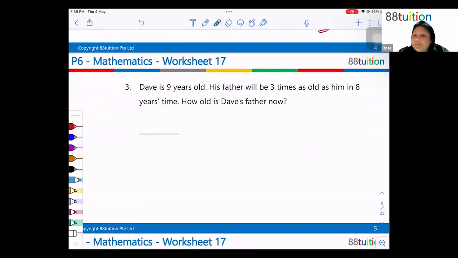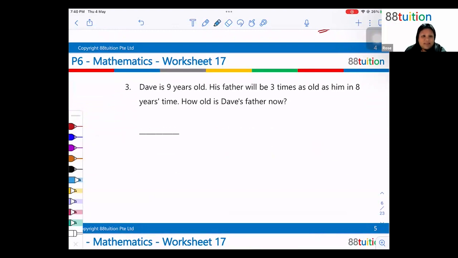Anyone has answers to share with me? Yes, Kevin, Hannah, Pranita, Pranati, Brian, Crystal. So who else? 43. Brian, yes, Crystal, yes. Okay, so most of you got it.